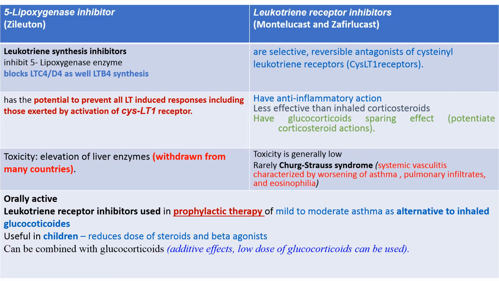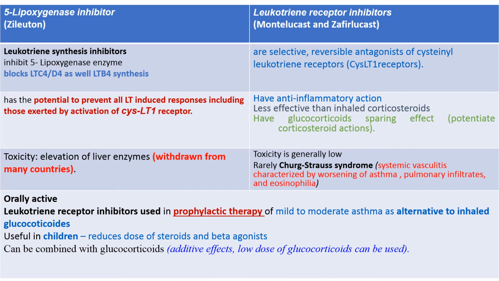But the problem with this leukotriene synthesis inhibitor drug such as xylitol is that they lead to liver toxicity. They can elevate the liver enzymes, and because of this you need to frequently monitor the liver enzymes, and because of this liver toxicity, this drug has been withdrawn or banned in many countries. But as far as efficacy is concerned, its efficacy was as good as montelukast. But because of this liver toxicity problem, xylitol is not very frequently used.